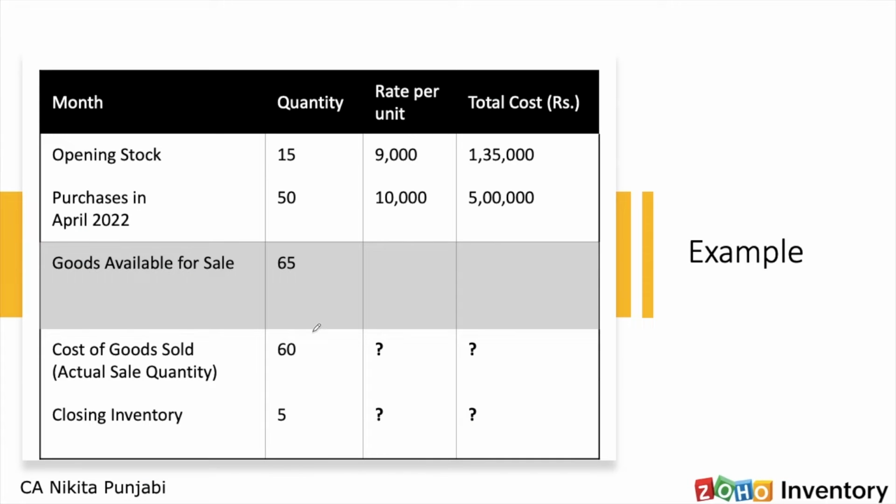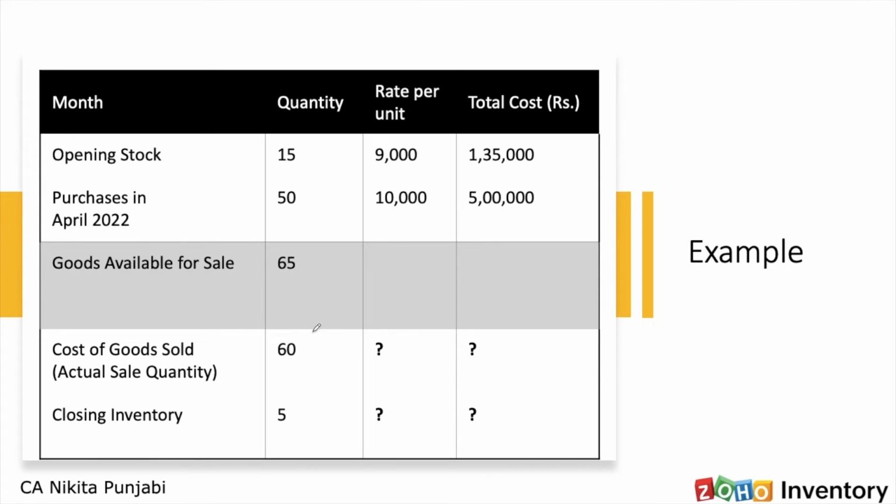There are different ways of calculating this cost of goods sold and calculating the value of the closing stock. Let's look at an example first. We're going to learn three methods of inventory valuation. We're going to use the same example for all the three methods. So pay attention to the example.